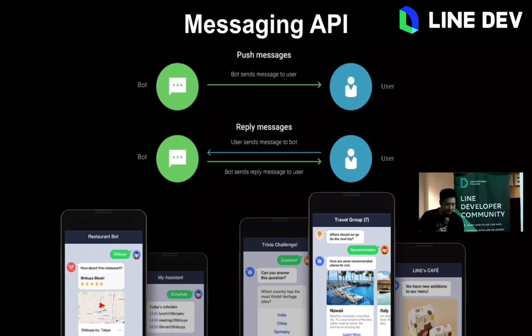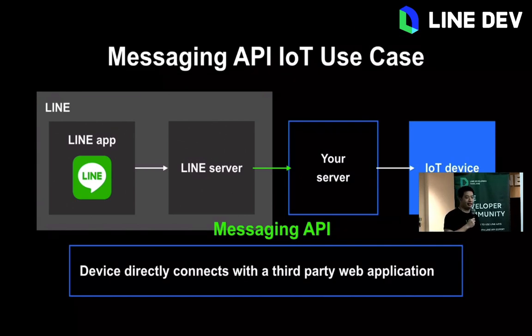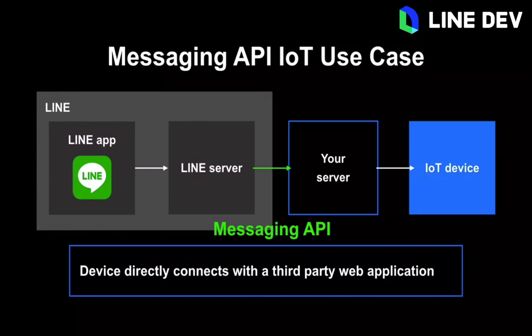Now, if we were to implement an IoT solution using messaging API, it would look something like this. You'd first need an IoT device that is connected to the internet, which then is connected to your own custom server. From there, your server can provide a service within the Line application so that the user has access to the IoT device. Now, the biggest drawback here is that the IoT device must always be connected to the internet in order to work.